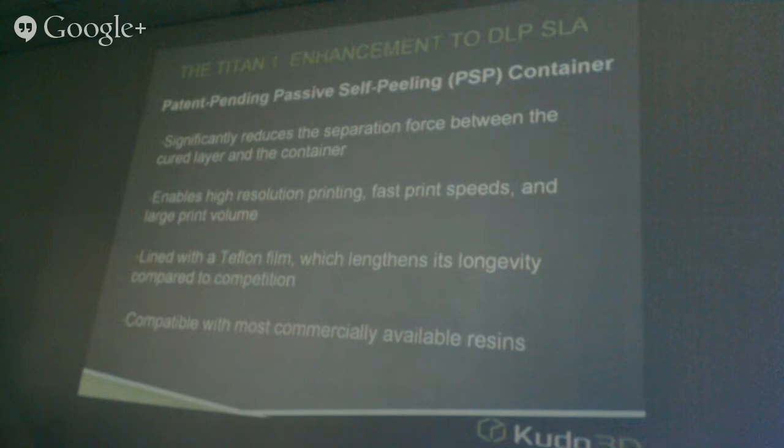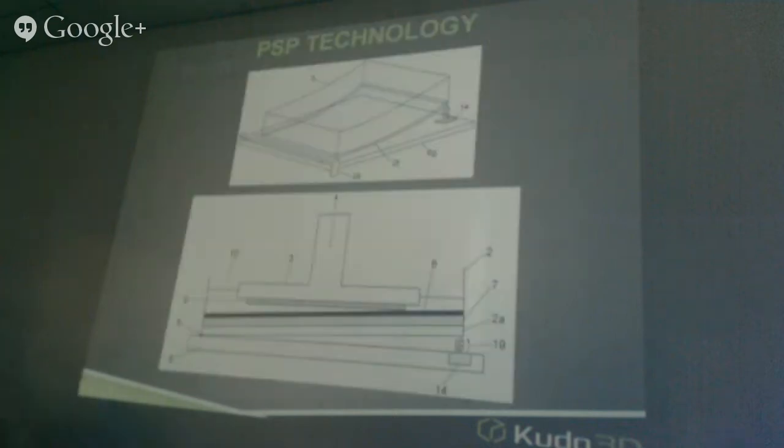Along with the DLP SLA printing, the Tiny One has a patent-pending passive self-peeling PSP container. This significantly reduces the separation force between the cured layers and the container, so it leads to fewer failed prints. It enables higher resolution printing, faster print speeds, and large print volume. It's lined with a Teflon film, which lengthens its longevity compared to the competition. And it's compatible with most commercially available resins, so you're not limited to a certain type of resin. I'll pass one down so you guys can take a look.